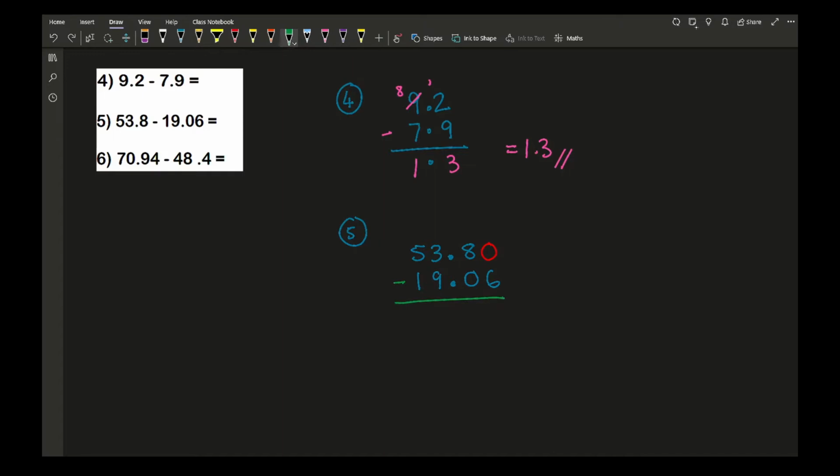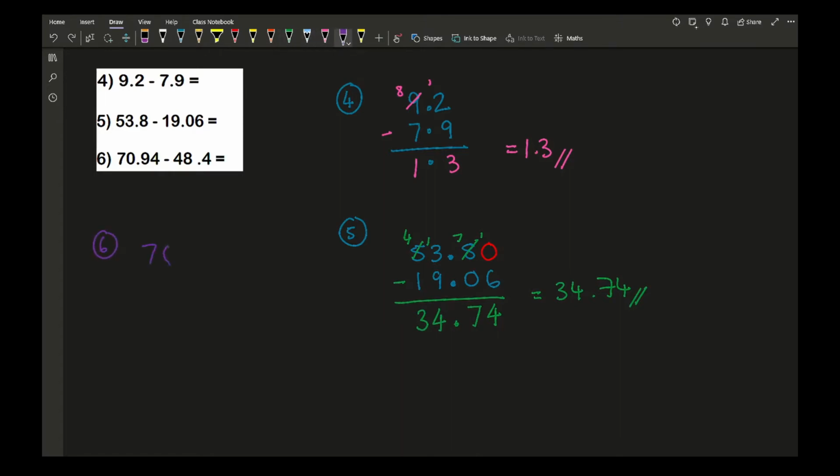So now I'm going to perform my subtraction. So again, I could borrow 1 from there, so that becomes a 7, that becomes a 10. So I've got 10 take away 6, which is 4, 7 take away 0, which is 7, and then I've got to borrow 1 off the 5, so that becomes a 4, that becomes 13. 13 take away 9 is 4, 3, and that gives me a final answer of 34.74.